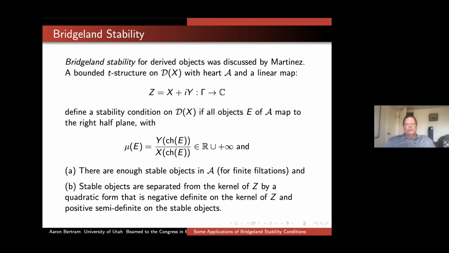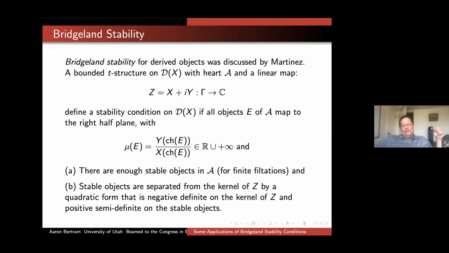Right, and so okay. This is going to be the least precise definition of a stability condition you'll ever see. But again, Christian gave a very precise definition of a stability condition, which means I don't have to be precise. I can sort of go for this sort of intuition. So there's two ideas behind this. One is that there should be enough stable objects.